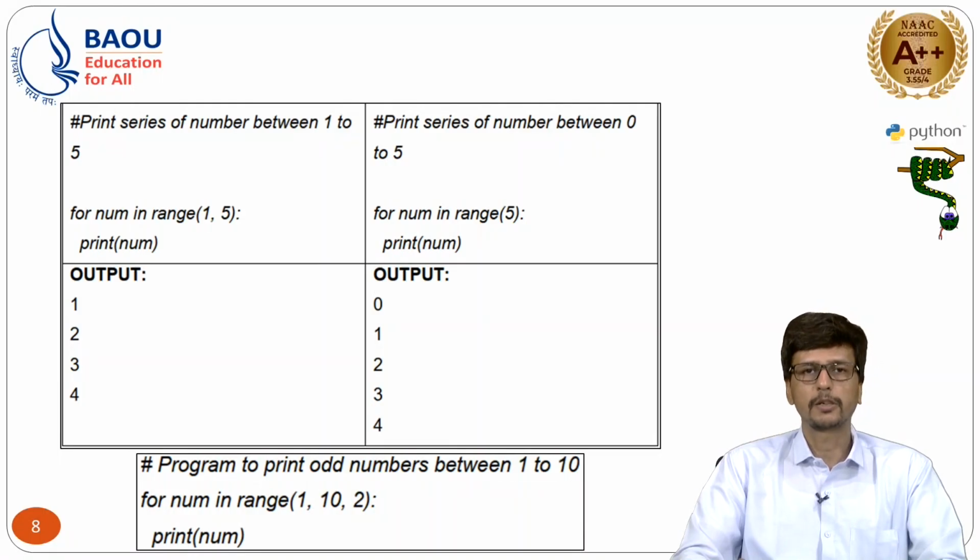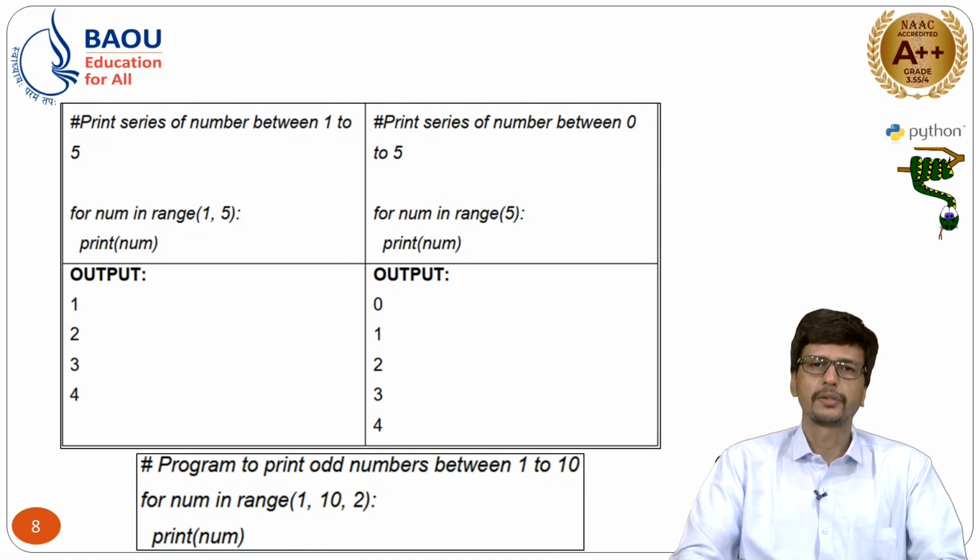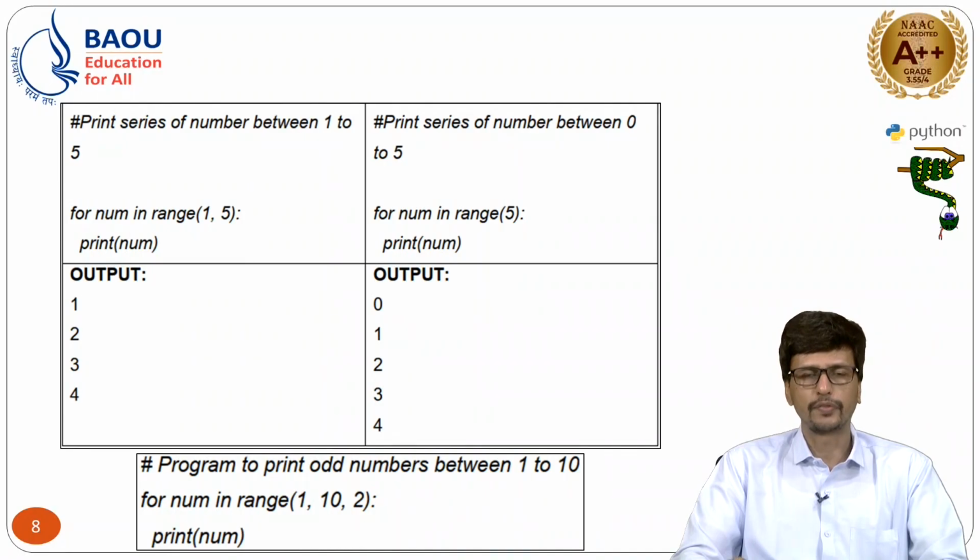Here 1 means you want to start your loop with the value 1. It is optional, but here you have mentioned 1, so your loop starts with 1. Second value 2 is 5, so your iteration is up to 4, that is 5 minus 1. The upper limit is 5 and the execution of the statements is up to 4. Then you are printing the value of num. So you can see here the output will be printed 1, 2, 3 and 4.